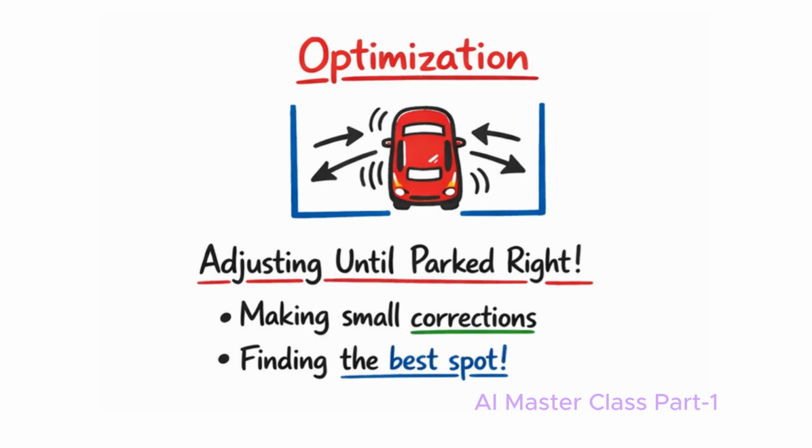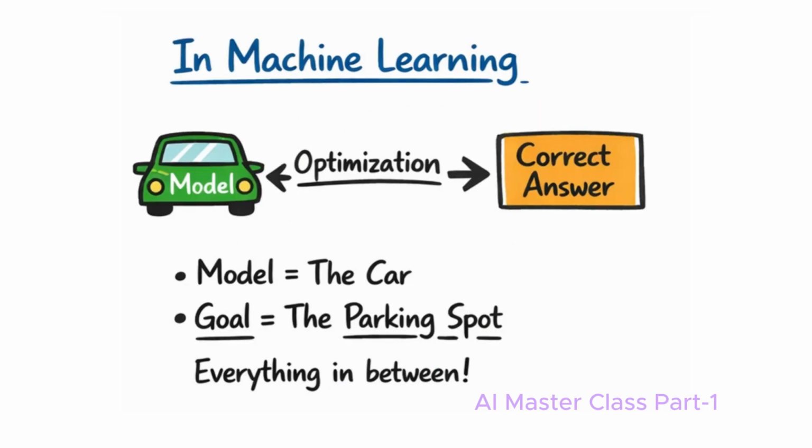That back and forth process of adjusting and correcting is optimization. In machine learning, you can say the model is the car and the parking spot is the correct answer. So optimization is everything that happens in between.